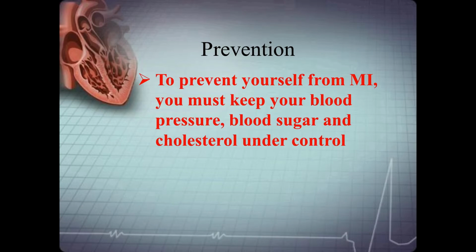To prevent yourself from MI, you must keep your blood pressure, blood sugar, and cholesterol under control. Eat fresh fruits, vegetables, and low-fat lean meat like chicken and fish. Avoid red meat if possible. Take aspirin once a day with your doctor's approval. You also need to exercise if you are overweight.